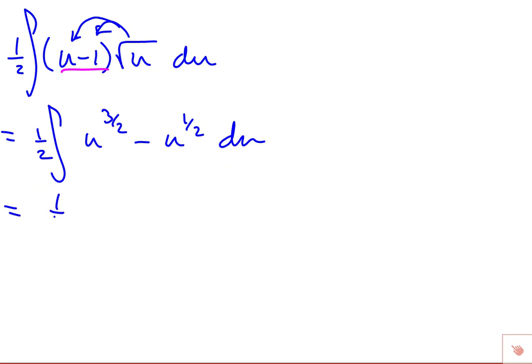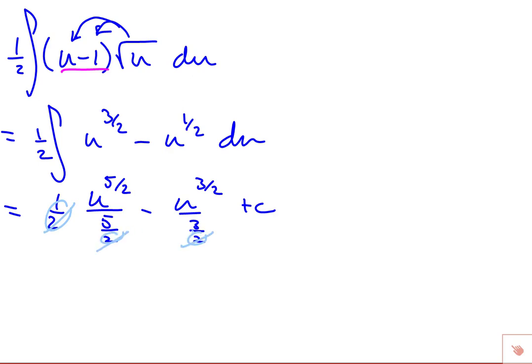So this will turn out to be 1/2 times u to the 5 halves over 5 halves minus u to the 3 halves over 3 halves plus c. But then we could actually simplify. The 1/2 would cancel with all these 1/2s that are in the denominator. If that step of algebra is troublesome, you could write it out in a few more steps to be super duper clear about it, but those will cancel.